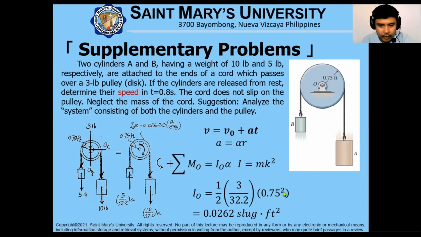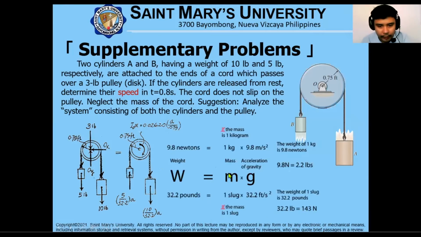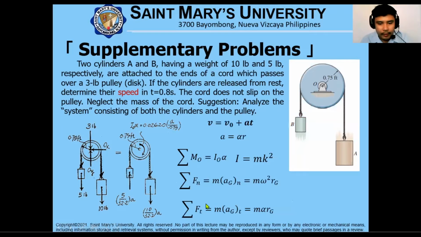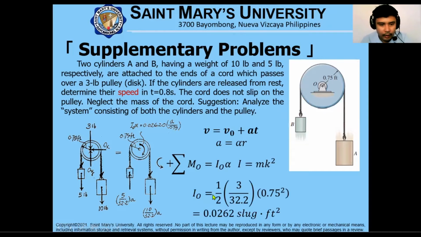So feet squared is here, 0.75, and then slug is equivalent to the mass, as you have already known. So slug is the mass, and on the SI system, kilograms, gravity 9.8, versus 32.2 for newtons and pounds. Next, that explains the solution for our free body diagram.